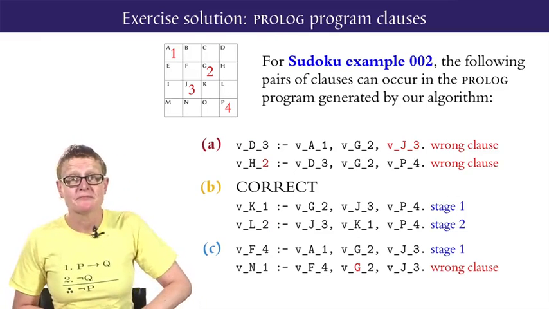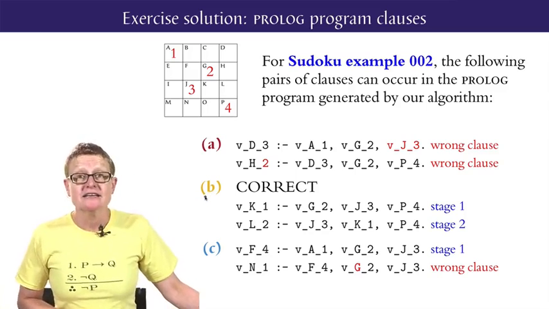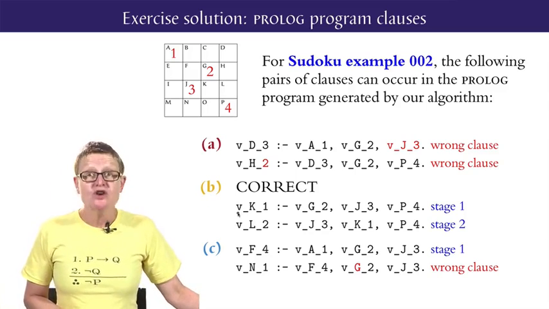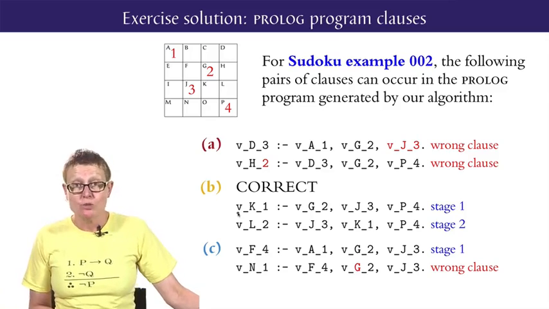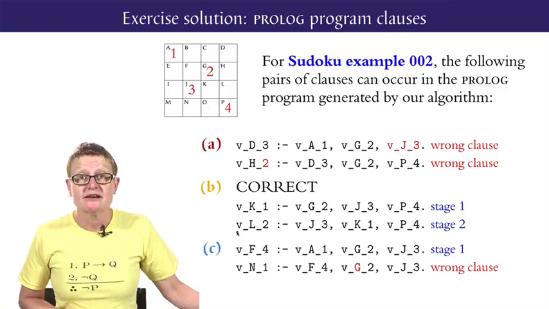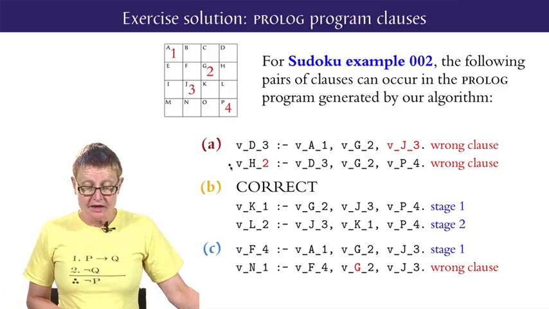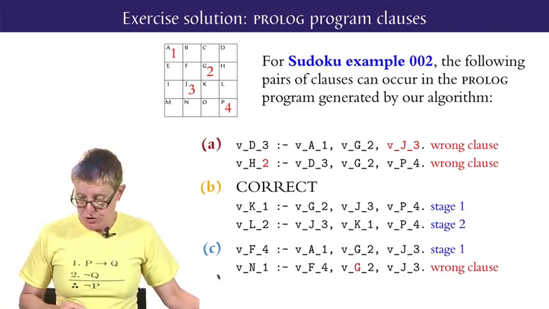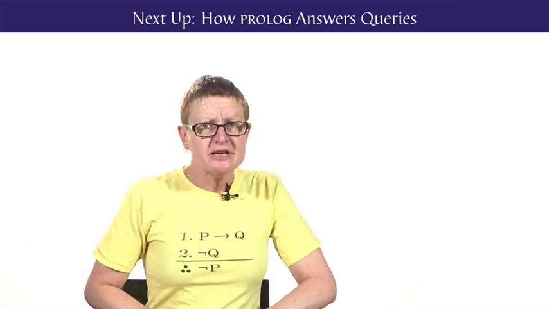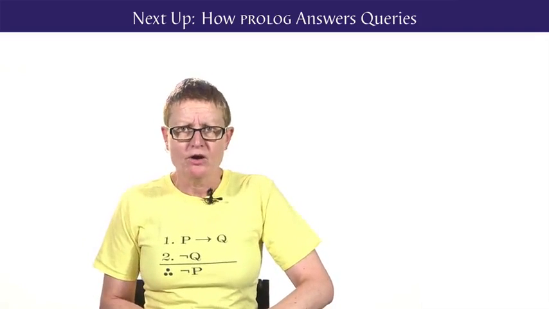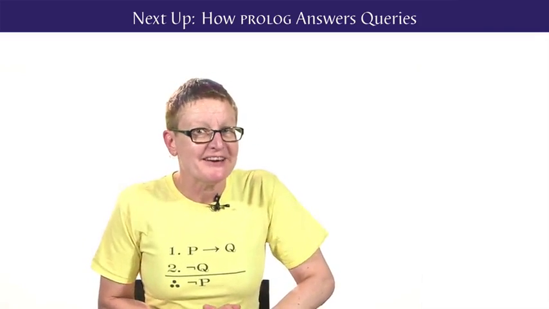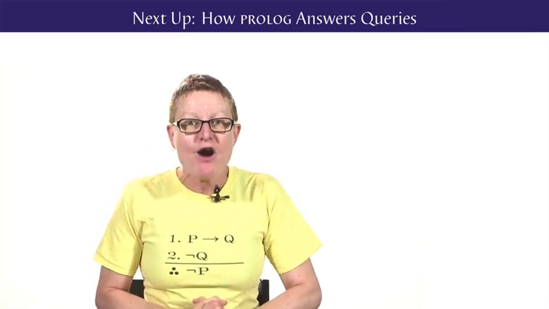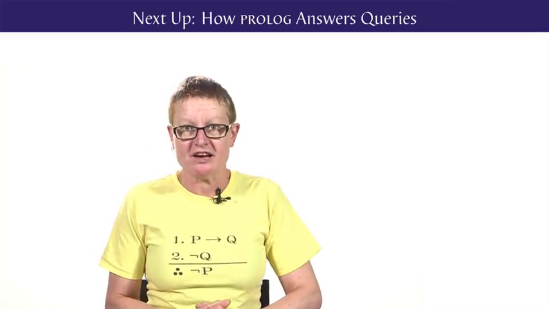How did you go? The only correct answer is B, with the first clause value in K generated in stage 1 and the second clause generated in stage 2. The particular errors in each of options A and C are as shown. This brings us to the end of this project lesson using PROLOG. In the next, much anticipated lesson 6.4, we'll discover how PROLOG goes about answering queries and when PROLOG might get into a loop and not be able to give an answer.